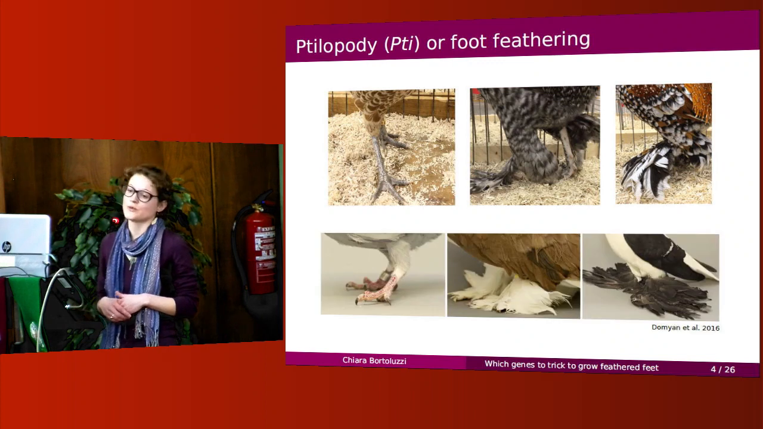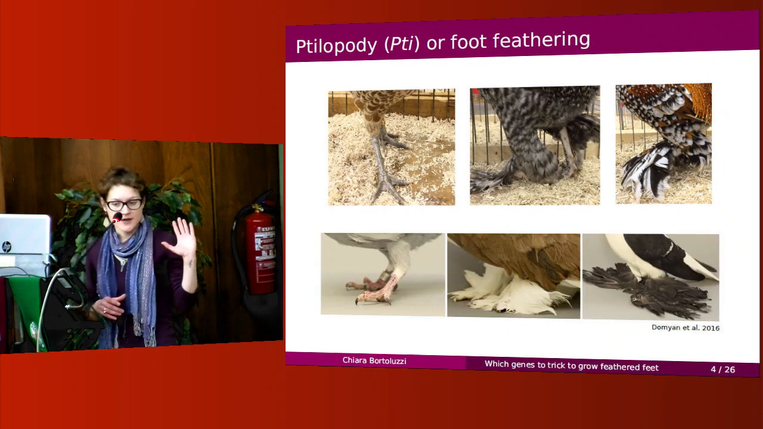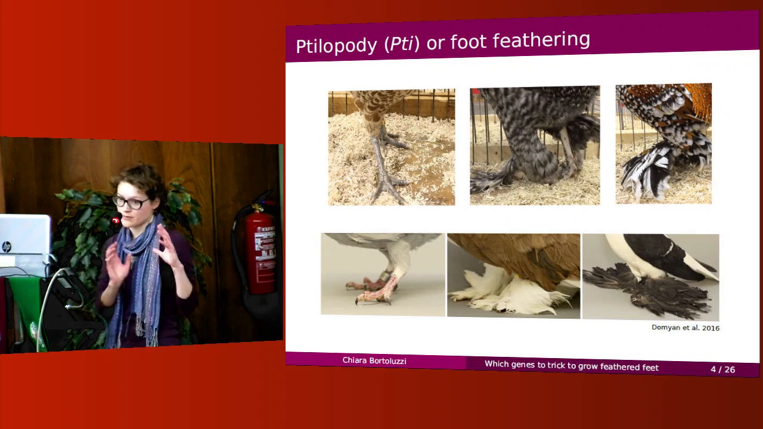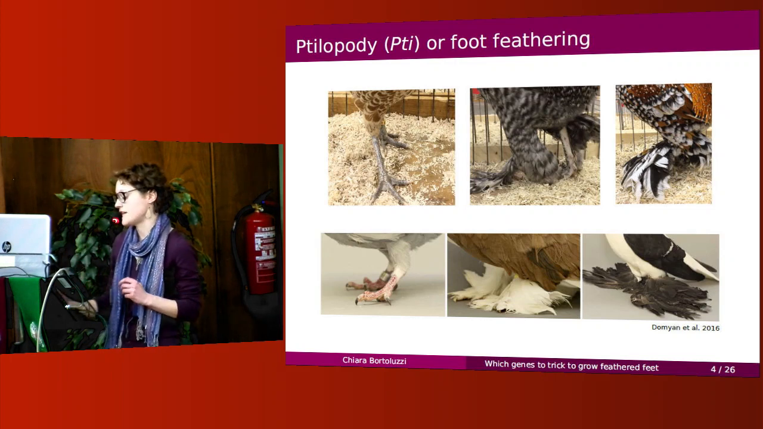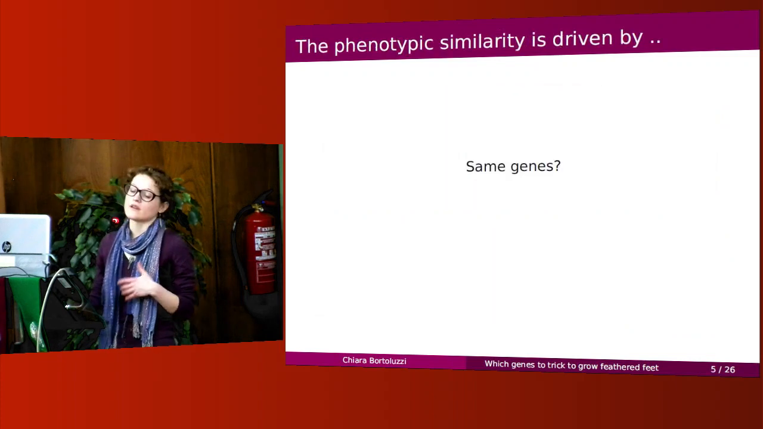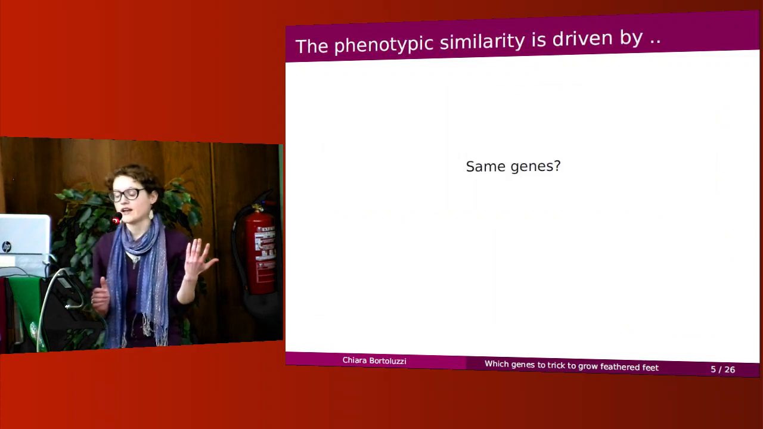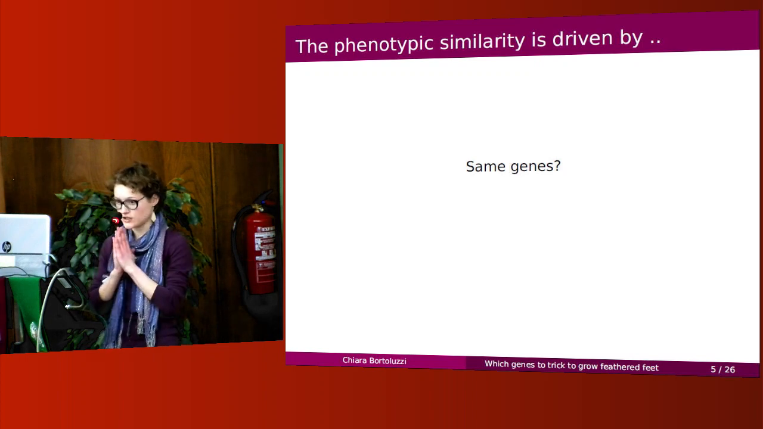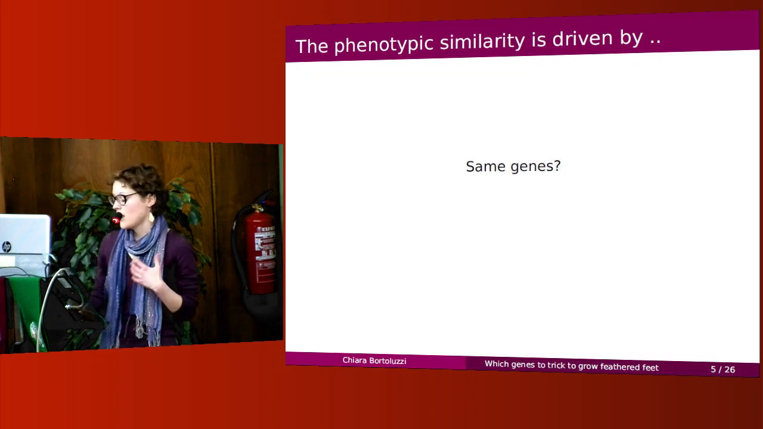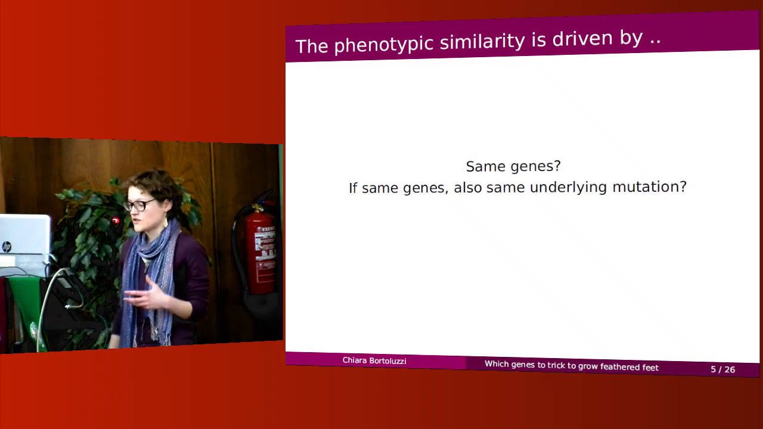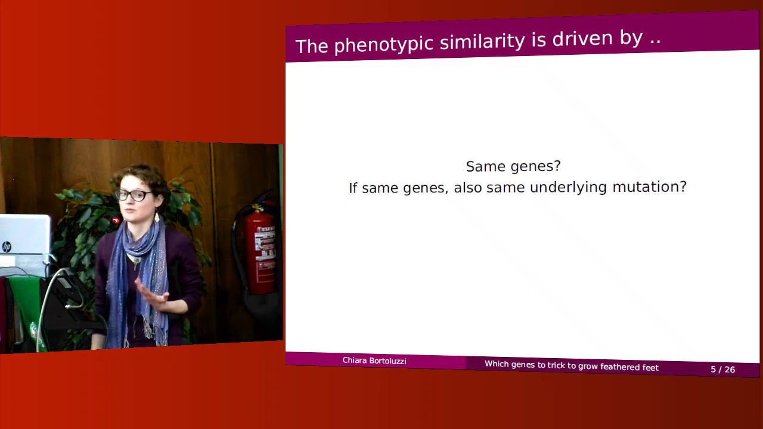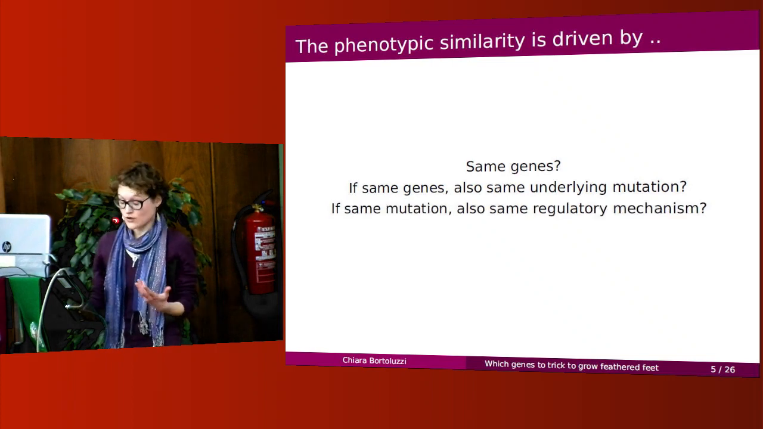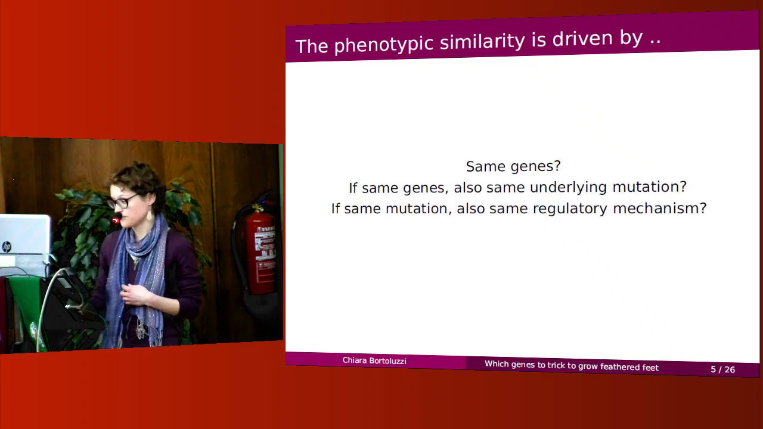This phenotype can also be observed in pigeon, and the same kind of variation we also see in pigeon, from very few feathers to really heavy feather development. So the question that, of course, we had is: we have this phenotype that seems to be very similar between these two species. Are we also looking at the same genes that are actually driving this phenotype? And if we observe the same genes, can we also observe the same underlying mutations? And if so, are the same regulatory mechanisms also involved in the development of this trait?